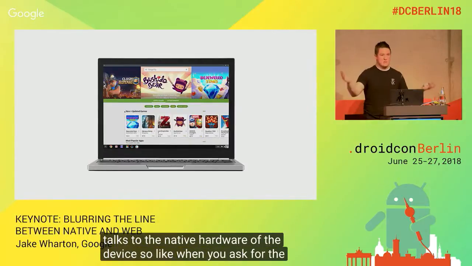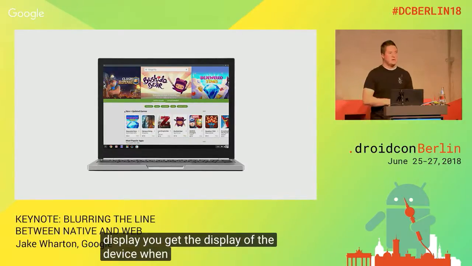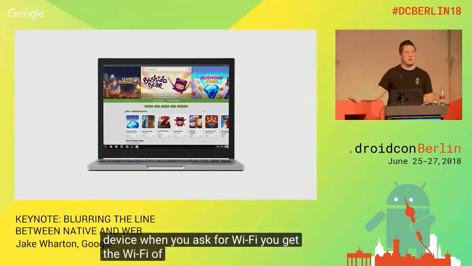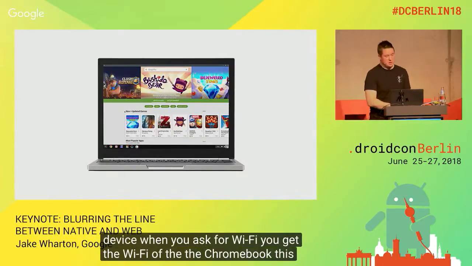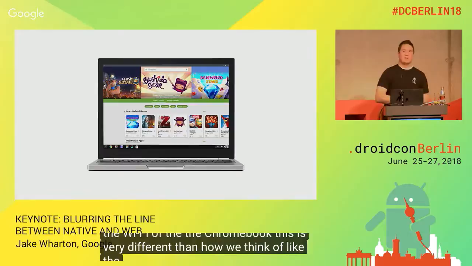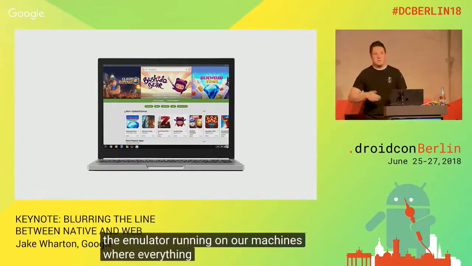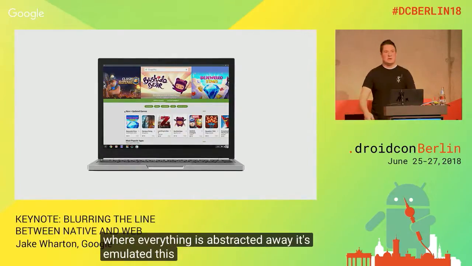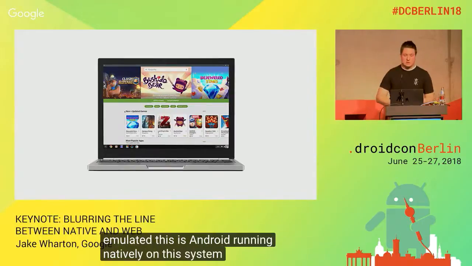So when you ask for the display, you get the display of the device. When you ask for Wi-Fi, you get the Wi-Fi of the Chromebook. This is very different from how we think of the emulator running on our machines, where everything is abstracted away, it's emulated. This is Android running natively on this system.